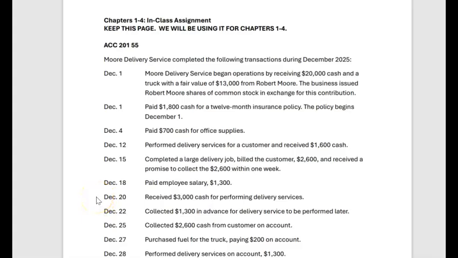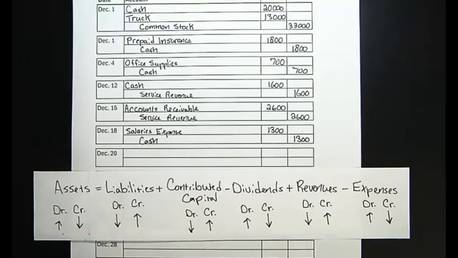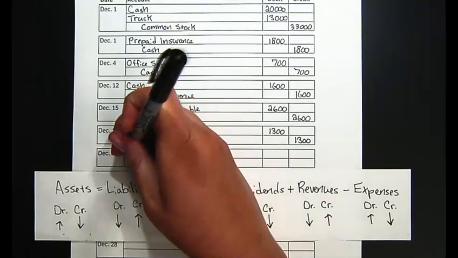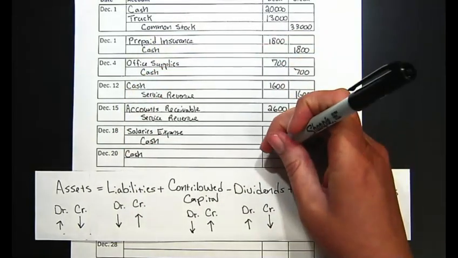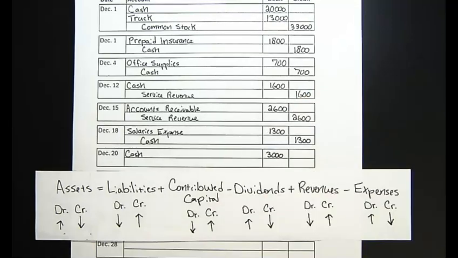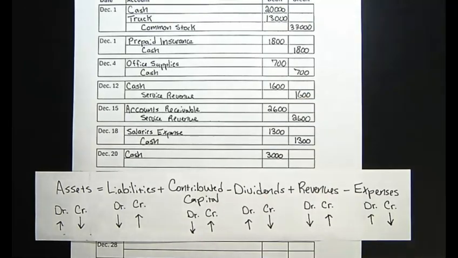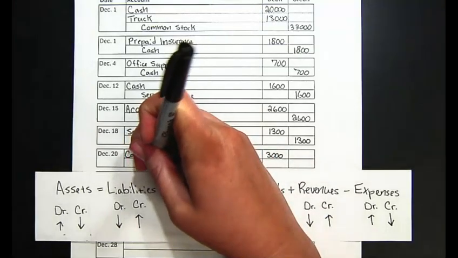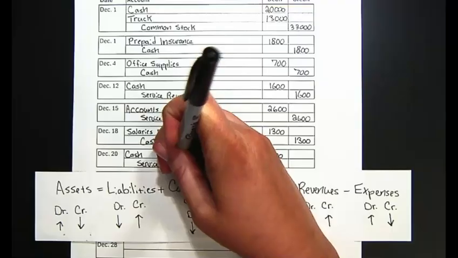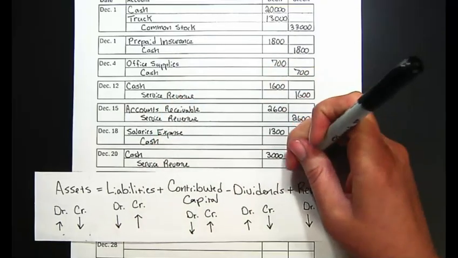On December 20th, we received $3,000 cash for performing delivery services. Cash was received. That's an increase in cash. We record an increase in cash with a debit, so we will debit cash, $3,000. And it tells us that the delivery services have already been performed, so we can record the revenue. We record our revenue with a credit. Service revenue, $3,000.